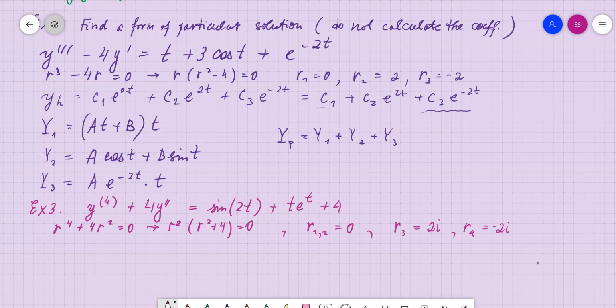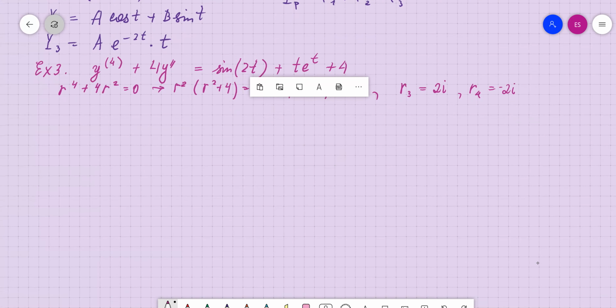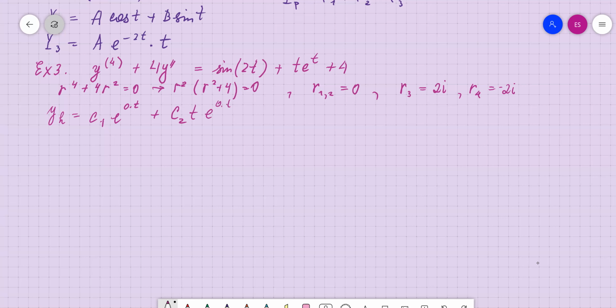Okay, so the homogeneous solution. I'm going to scroll a little bit up so I can concentrate on this problem. Why homogeneous? Well, we're going to start with zeros. Remember that it's c1 e to the power of 0t plus c2, because the 0 is a multiplied root, we're going to have c2 t e to the power of 0 multiplied by t, right? Plus, these two are going to give us sine and cosine solution, right?